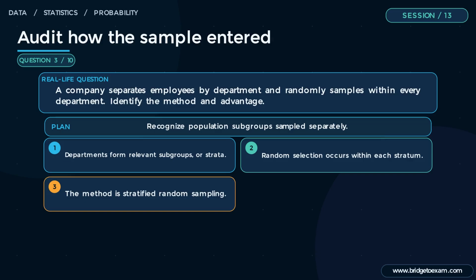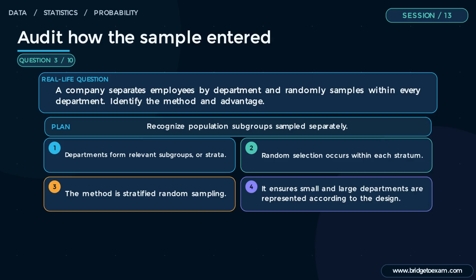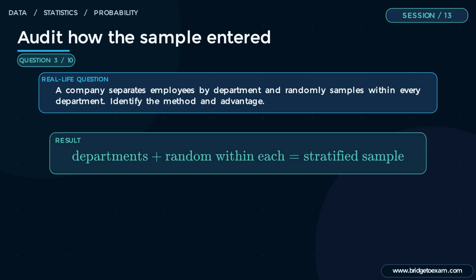Step 3. Then the method is stratified random sampling. Step 4. It ensures small and large departments are represented according to the design. Quick check. The final estimate should use appropriate subgroup weights if sampling fractions differ. This matters in real life because organizations use stratification when experiences may differ across roles or locations.